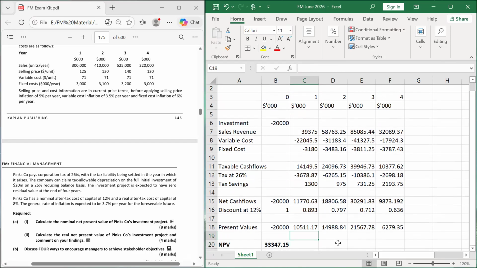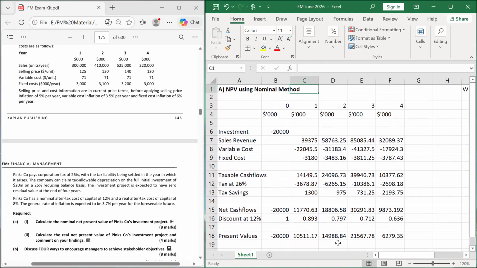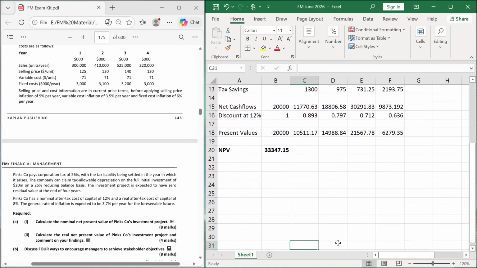Okay. Again, I just inflated the figures using their individual, specific rates. I got taxable cash flows. From that, I deducted the tax. From the tax, I worked out the written down allowance benefit or tax savings or tax relief, whatever you want to call it. Then from that, I got the net cash flows, and I multiply them with the discount factor to get the present value, and then sum of all this will give you the NPV. So that is the NPV using the nominal method.